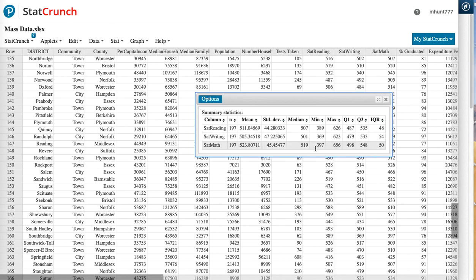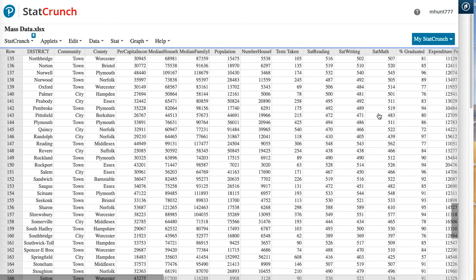And the same thing seems to be true if we're looking at the medians. SAT math comes in on the top, SAT reading comes in on the middle, and SAT writing is the lowest. So I hope this video helps you in determining how to use StatCrunch to get graphs for a large data set and how to get summary statistics for a large data set.